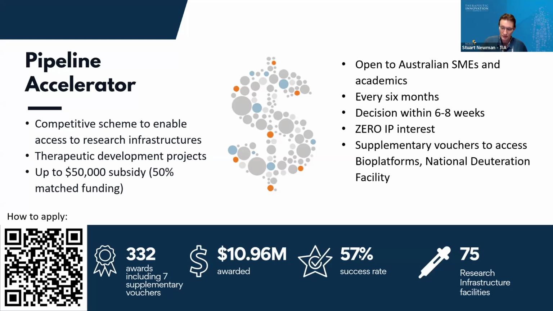We have a collectively 57% success rate, so it's very much worth your while to explore this possibility. And as you'll see from John's presentation, which is very soon, we have now about 75 research infrastructure facilities across our group of 4 NCRIS projects. So there's a lot there that can be accessed.